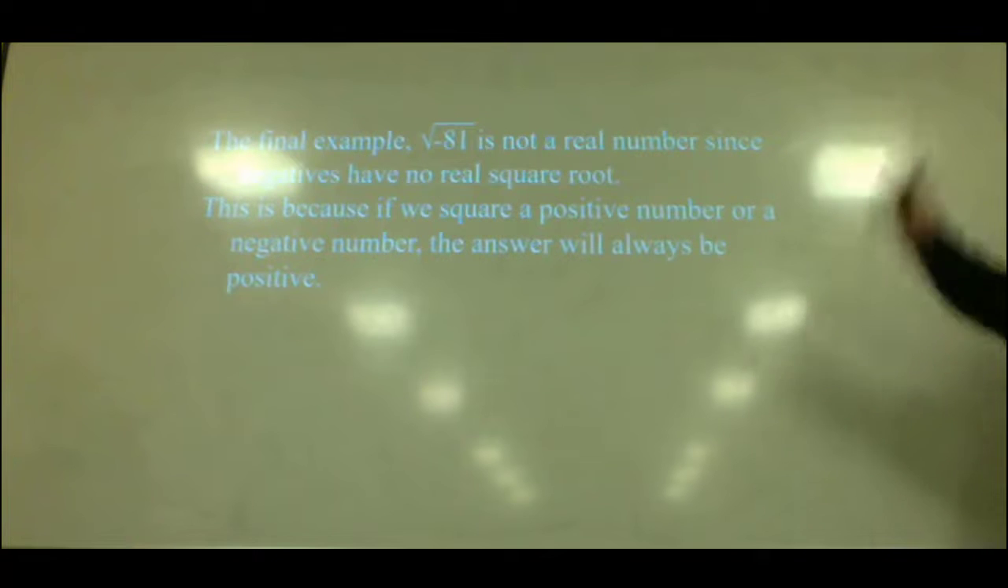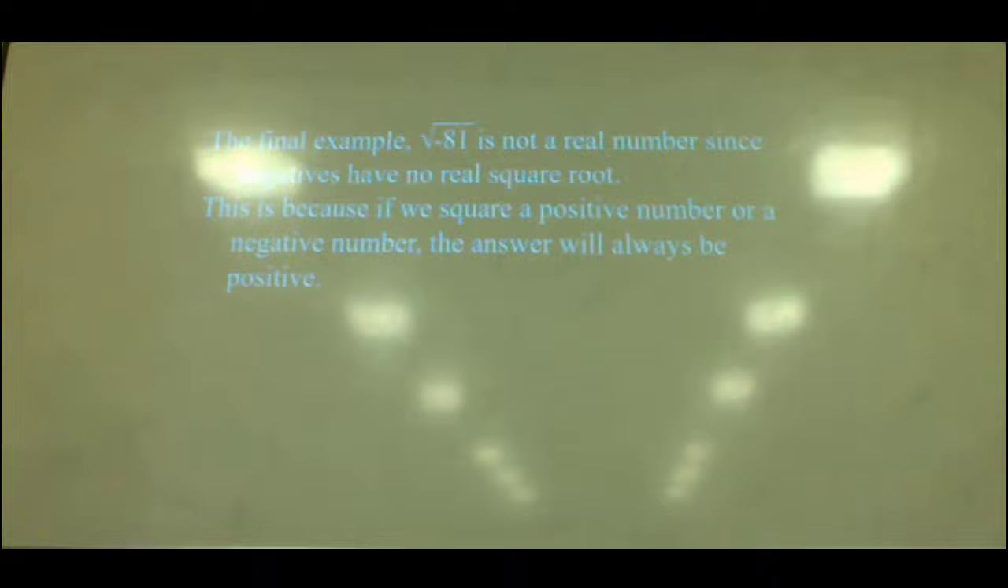And then again, that's just the explanation we've already talked about. That's because if you square a positive number or if you square a negative number, the answer will end up being positive. So there's no way to get a negative. All right.